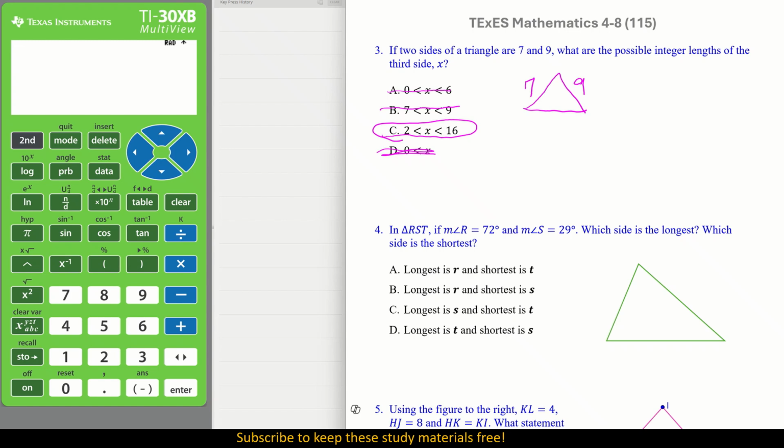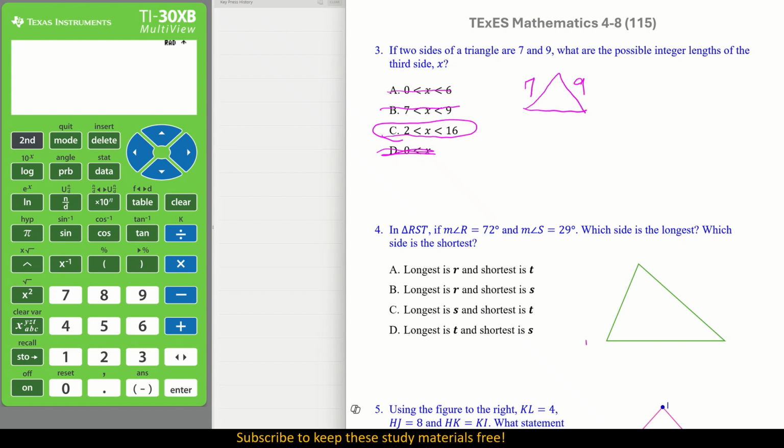All right, so let's look at number 4. In triangle RST, if the measure of angle R equals 72 and the measure of angle S equals 29, which side is the longest? Which side is the shortest? This is also a property that we read in part 1, so you might want to go back and look at that if you didn't watch that video. However, I have put a blank triangle in here for us to use.